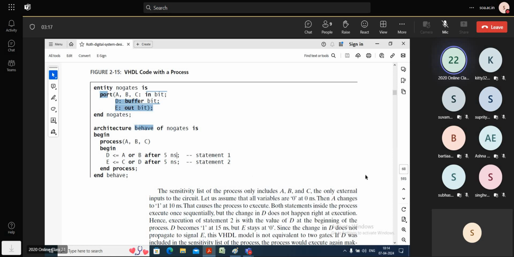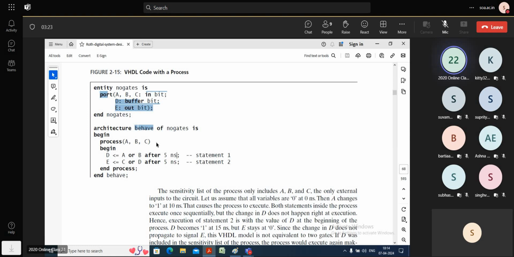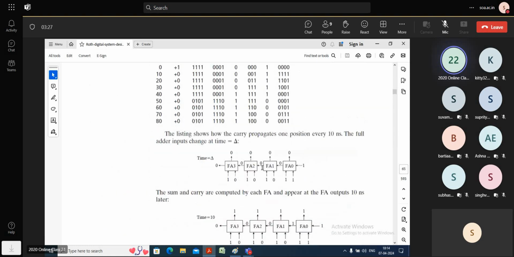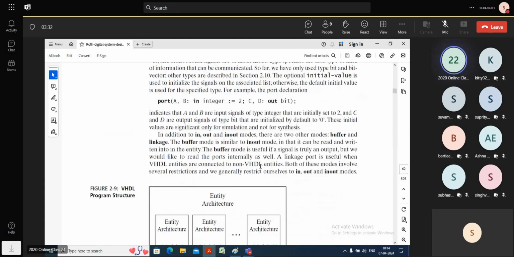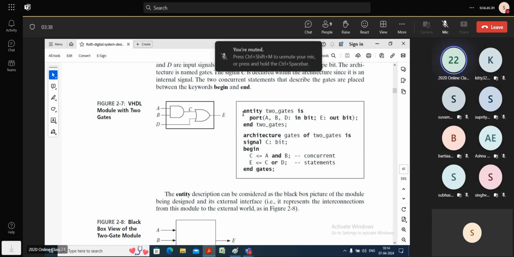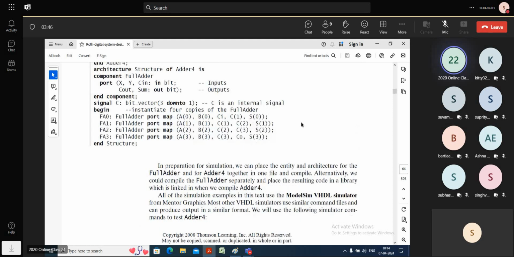So that's why you can see that this VHDL model is not equivalent to the 2 gates, the 2 gates in the last class that we have discussed. The same thing here we are using the process. In the last class we have discussed that example, the same example, but here we are using the process. So we should be careful while using the process for combinational logic.